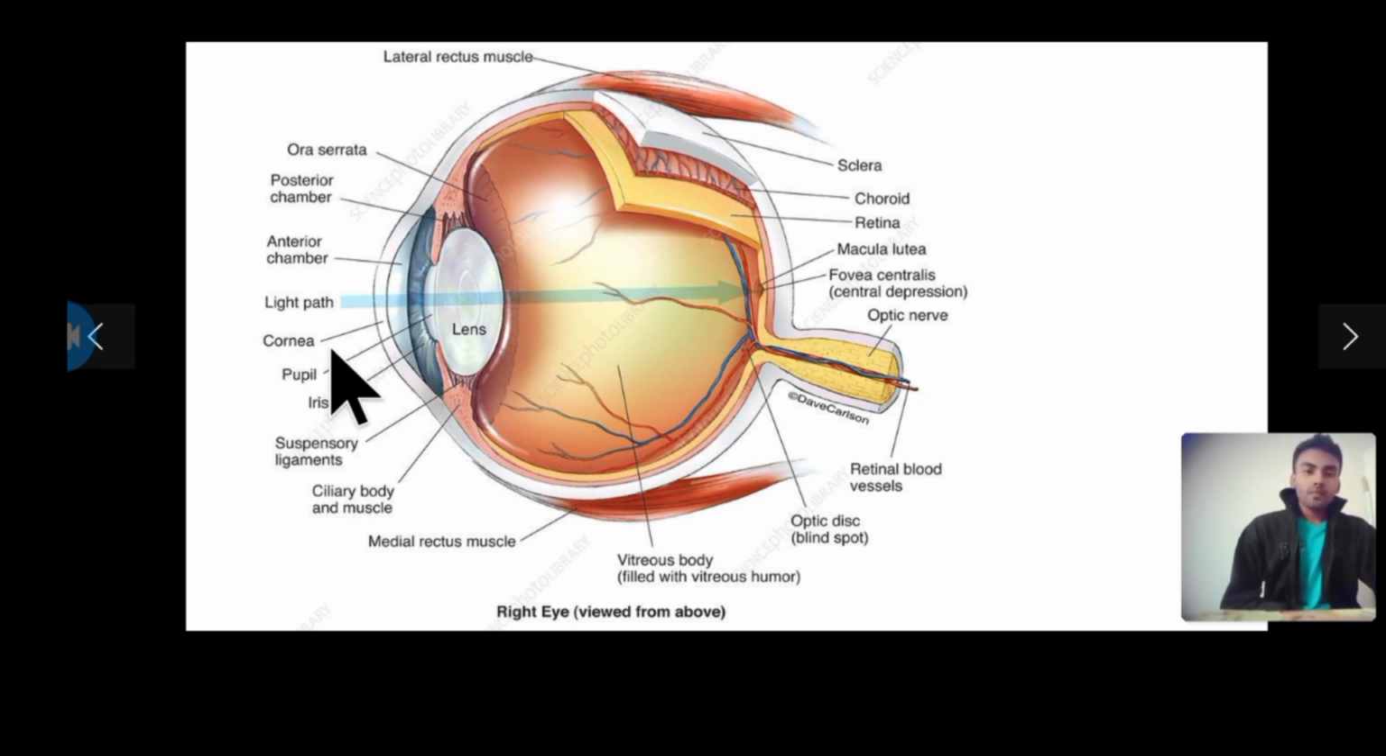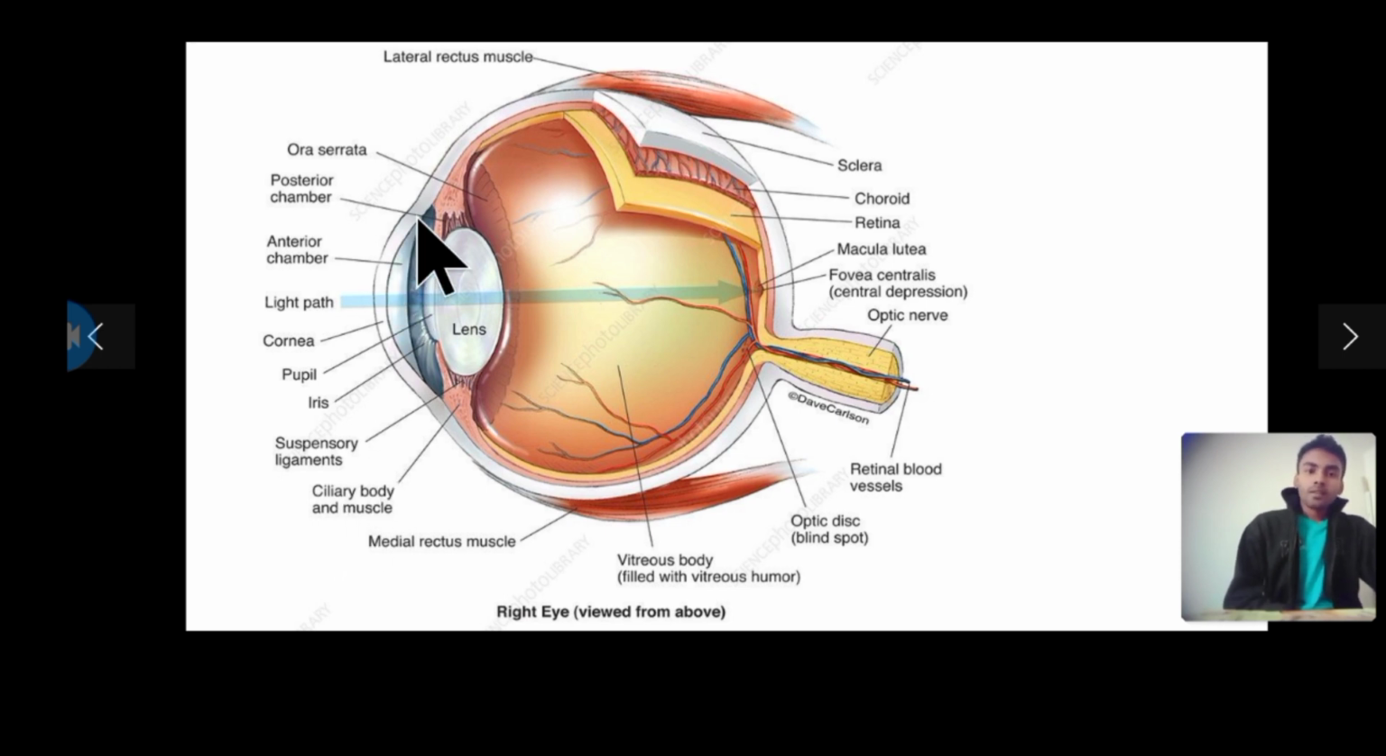Behind this iris there is a crystalline lens. It is crystal clear. This crystalline lens is held in a particular position. It is not tilted to any side, not located anteriorly, not located posteriorly, and this is held by these suspensory ligaments. These both are the ciliary muscles and ciliary body. These help in accommodation.